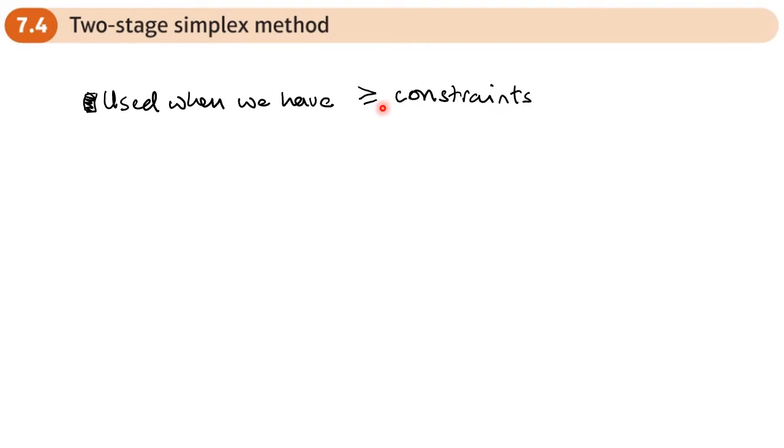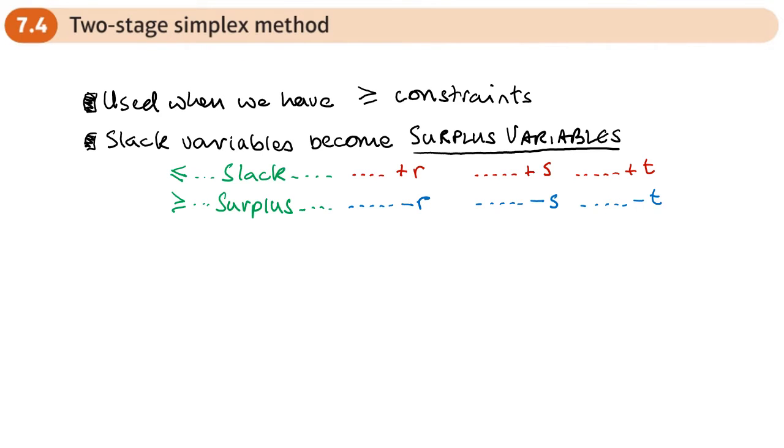You would have seen previously in section 7.2 when we had constraints that were all less than or equal to, and then we can just use the simplex method straight off. But as soon as we introduce any greater than or equal to constraint, we have to use this two-stage simplex method.